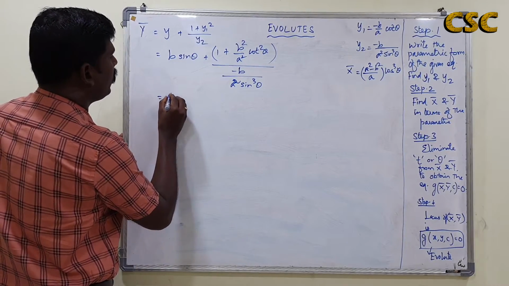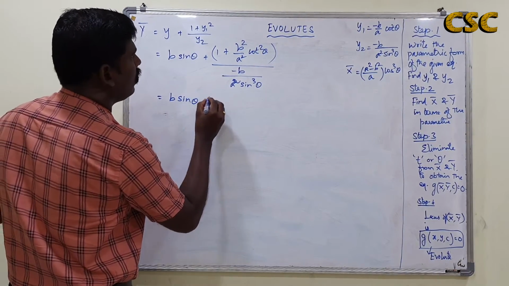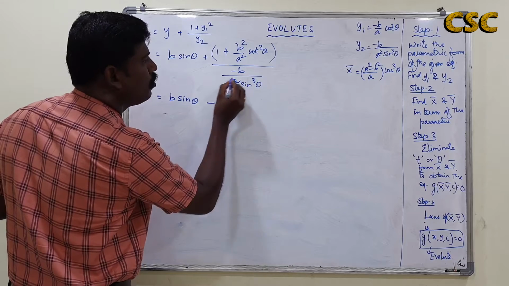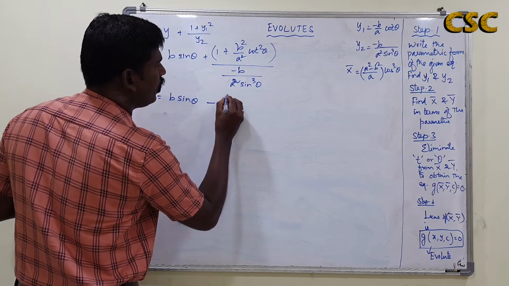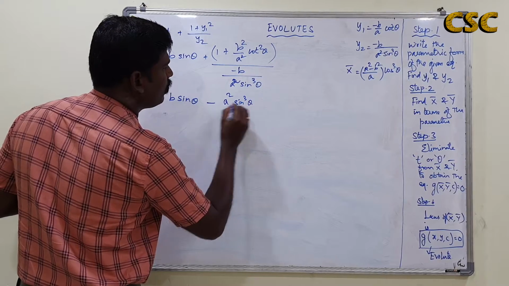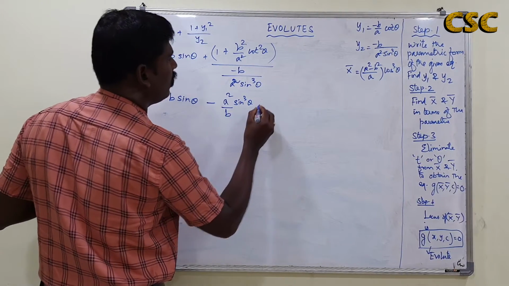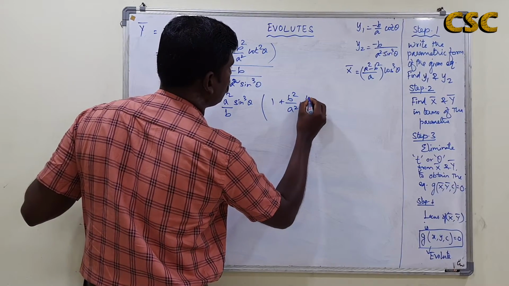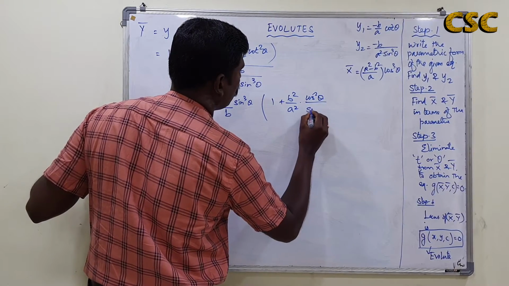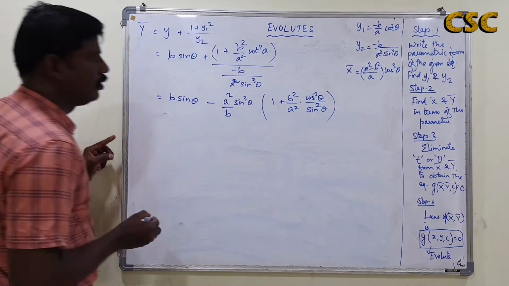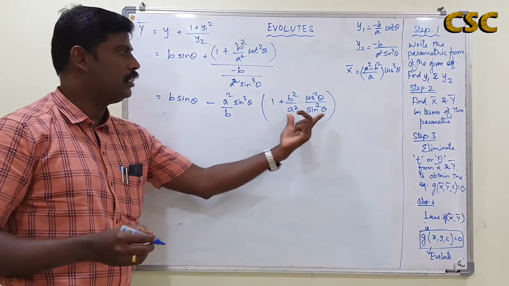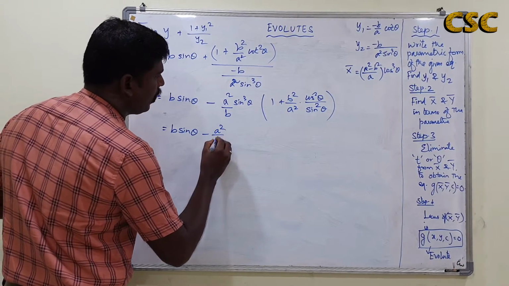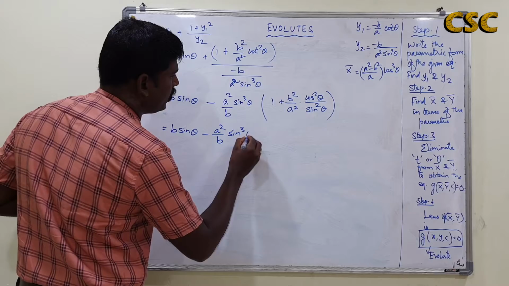Right? So simplify it. b sin theta, this minus into plus minus, okay? This becomes reciprocal multiplication. So this goes to the numerator and this goes to the denominator. So a square sin cube theta by b into 1 plus b square by a square. What is cot square theta? Cos square theta by sin square theta, isn't it? Now I am going to multiply this term inside the bracket. So b sin theta minus a square by b sin cube theta, isn't it?